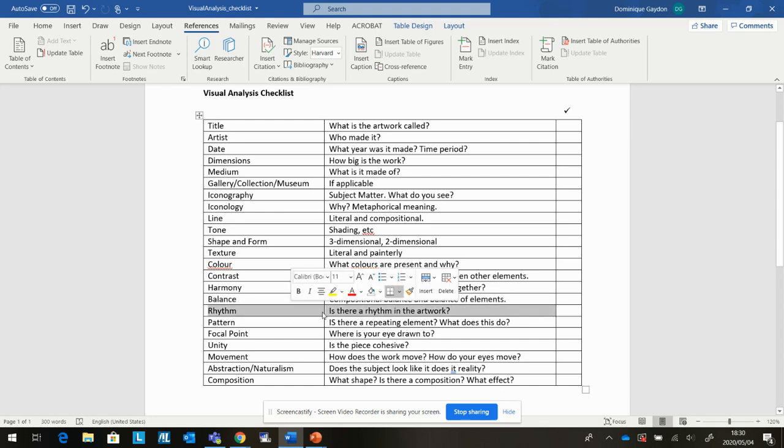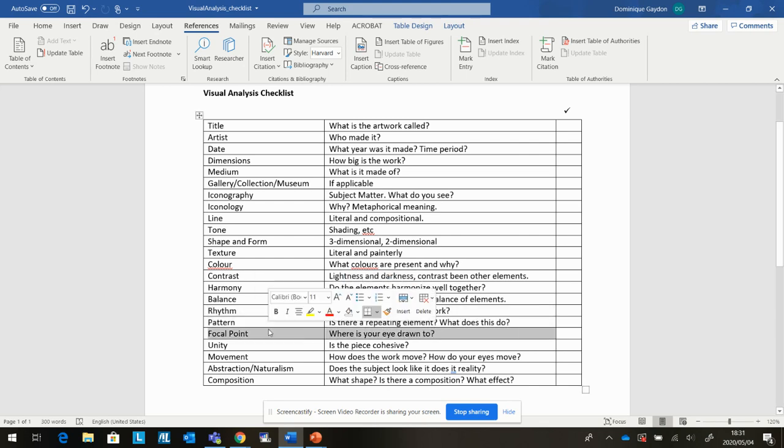Rhythm: is there repetition? Is there pattern? I'm busy talking about how these two go together. So rhythm and pattern: does the rhythm seem fast? Does it seem slow? Is there anything that's repeated? What does this do to the artwork?